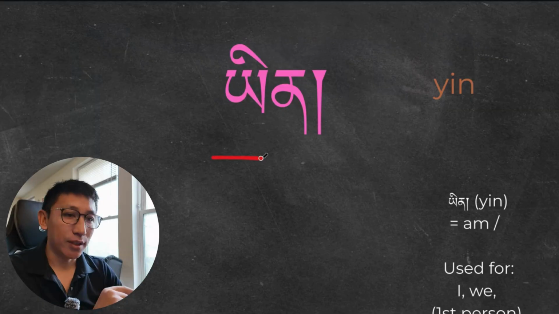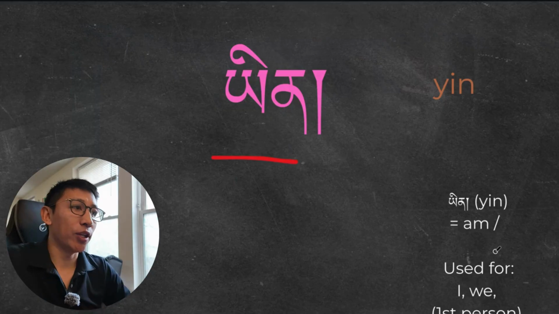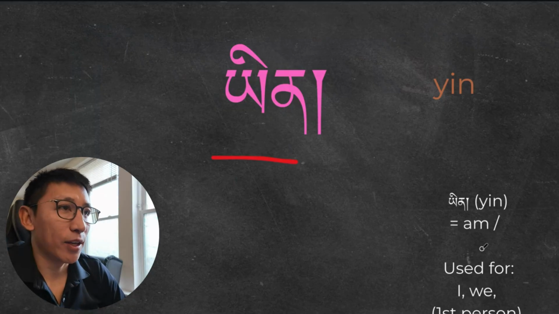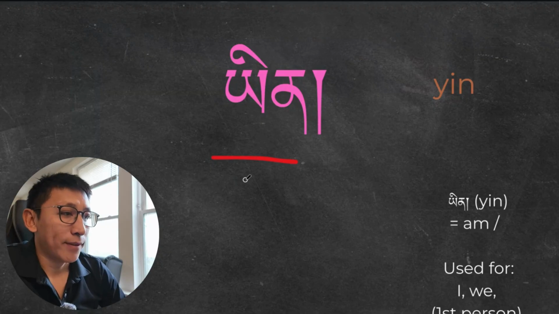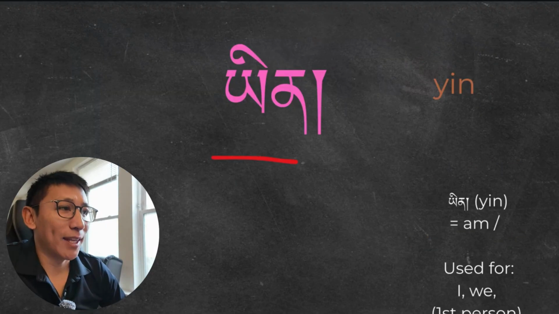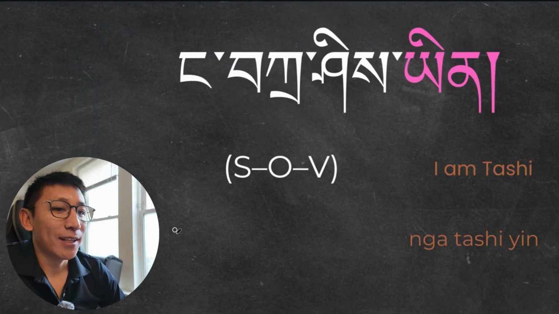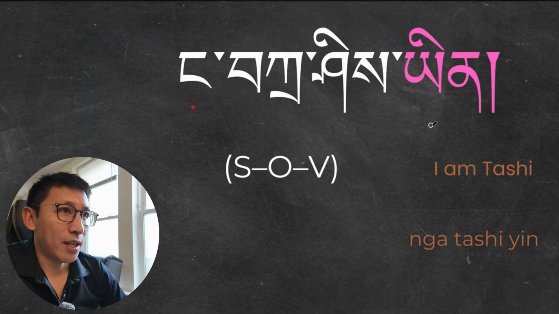So let's first look at yin. Ya kigu yin na yin. Yin we say "am", mostly used in the first person, either "I" or "we". So here we have the subject nga, the object tashi, and last we have yin.